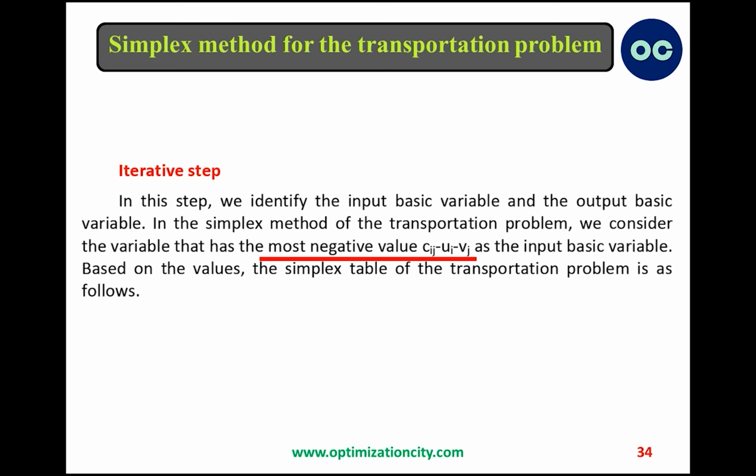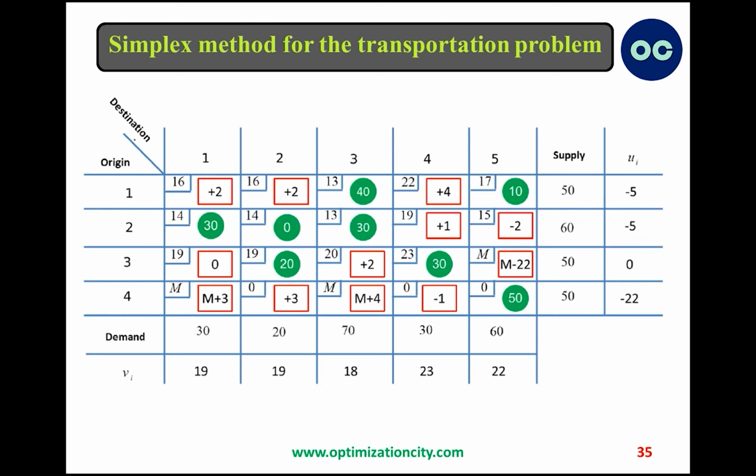During the reduce step, we determine the input basic variable and the output basic variable. In the simplex method for the transportation problem, we choose the variable with the smallest negative value of Cij minus ui minus vj as the input basic variable. Taking this variable into account in the simplex table as follows. So the red box is the reduced cost for the non-basic variables. If all values are non-negative, the optimal solution is found.